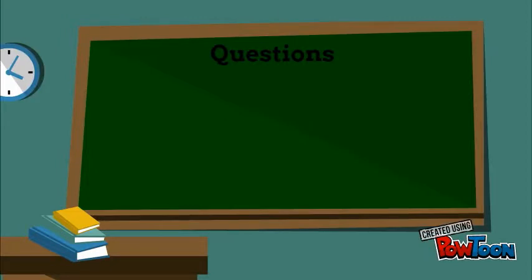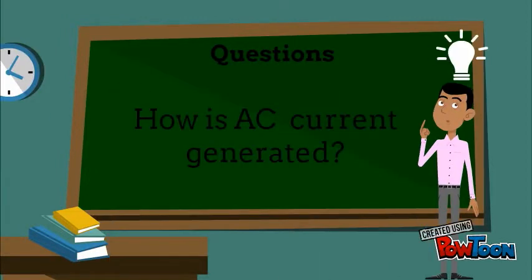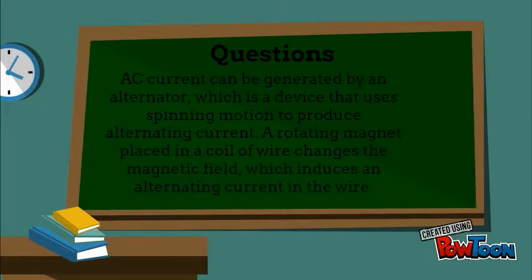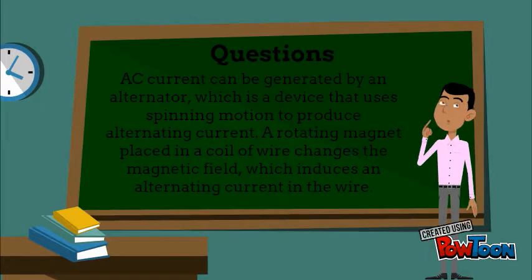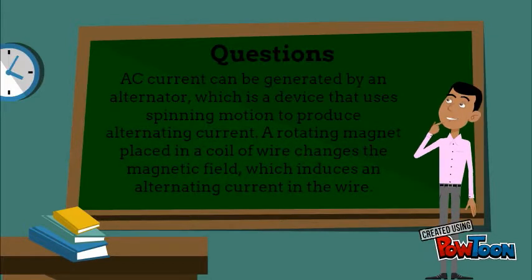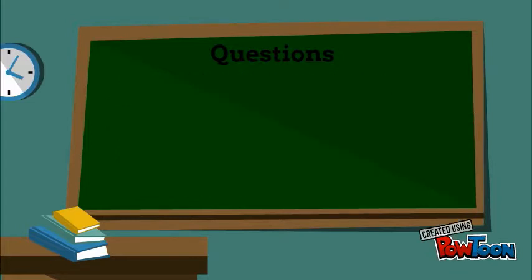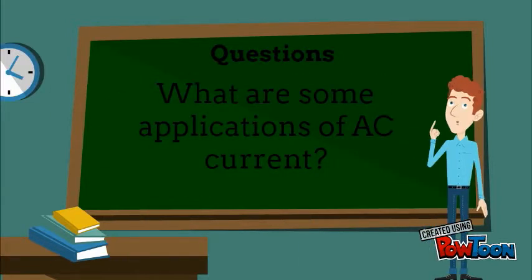You may all be wondering a few things aside from the math in this scenario, such as how is AC current generated? AC current can be generated by an alternator, which is a device that uses spinning motion to produce alternating current. A rotating magnet placed in a coil of wire changes the magnetic field, which induces an alternating current in the wire.